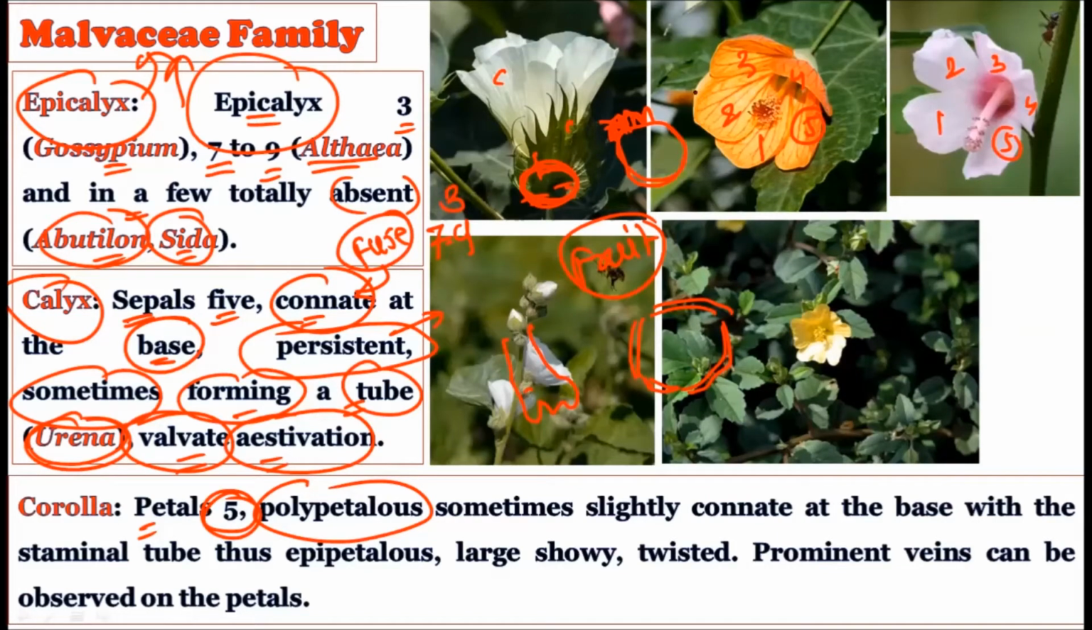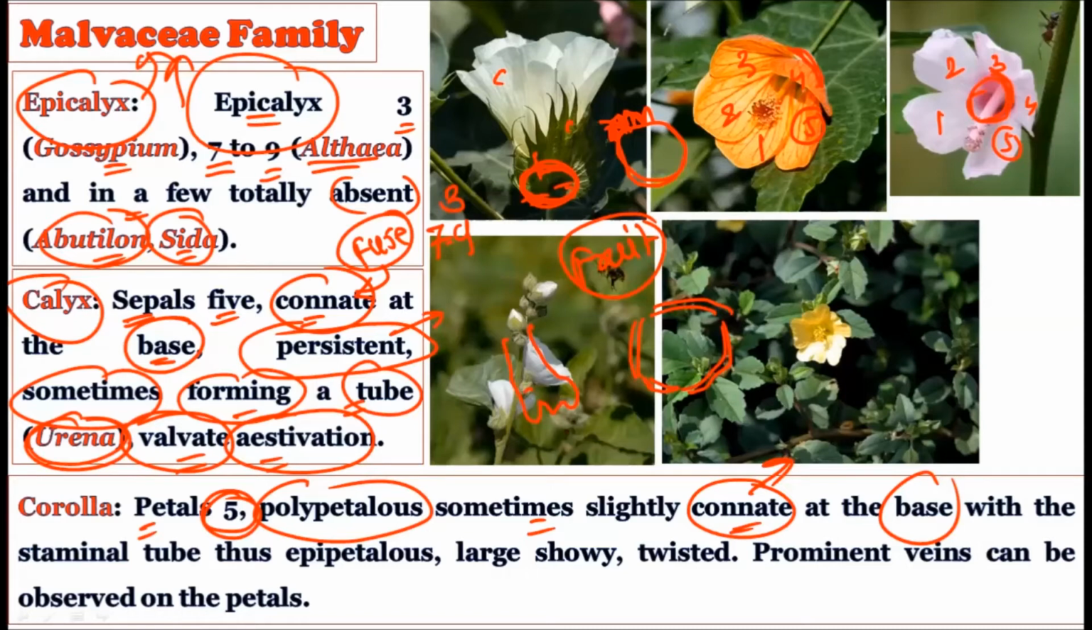You can observe in each and every flower that they show the presence of a polypetalous corolla. The petals are free from one another, sometimes slightly connate. Sometimes at the base they are fused. At the apex you will see them free, but at the base you will find some kind of fusion. So connate at the base is a very characteristic feature of the Malvaceae family members. Hence, you should carefully use these words in the UPSC mains examination as well. So the corolla: the number of petals is 5, and they are polypetalous in nature.